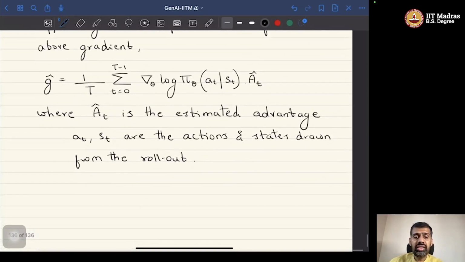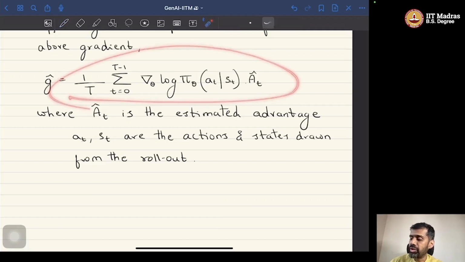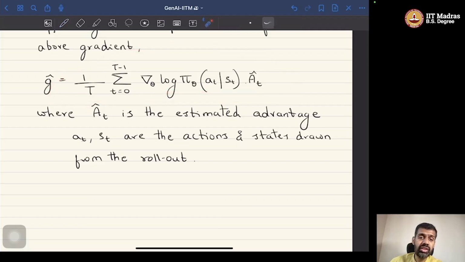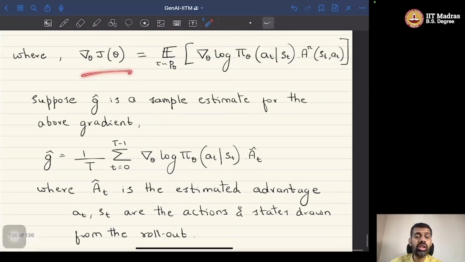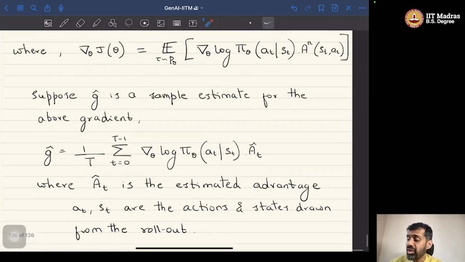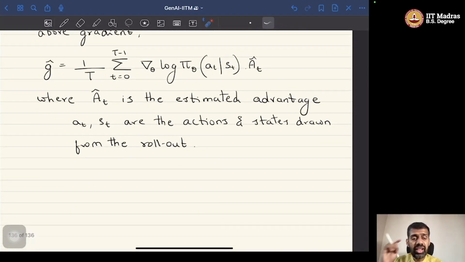Okay. Now, while this can actually solve the problem, in the sense that one can compute all the terms that are here, because one can evaluate the log likelihood of the policy, which is nothing but the logits that we get at the output of the transformer. The advantage function can be estimated using generalized advantage estimators, and one can take the gradient of log of the policy using the usual backpropagation algorithms. So this estimator for the gradient that we need for updating the policy can be obtained. However, this is the naive policy gradient algorithm which can be used to update the policy.